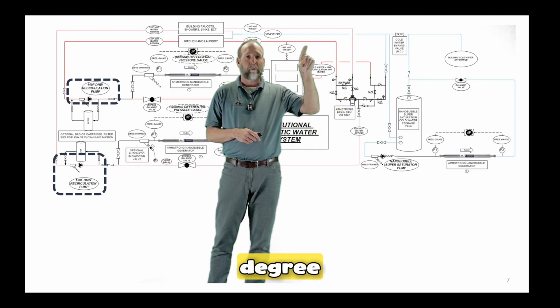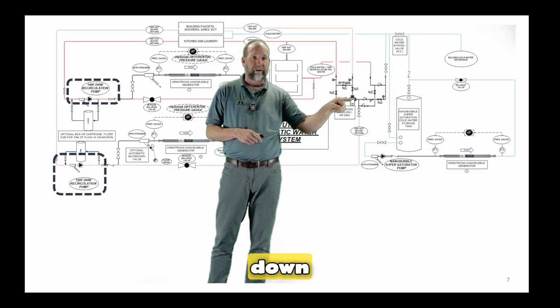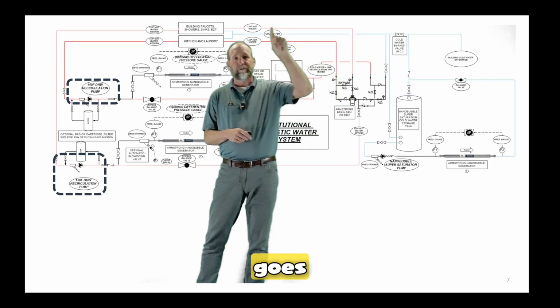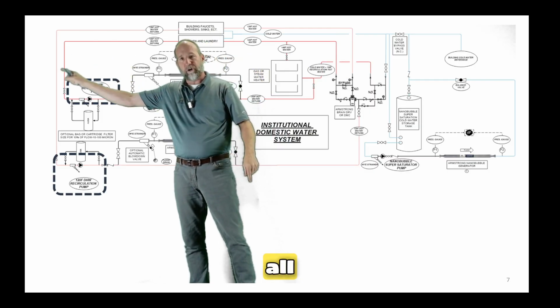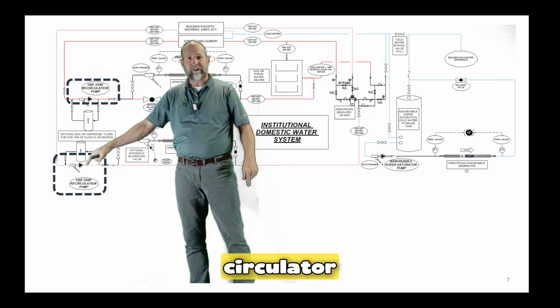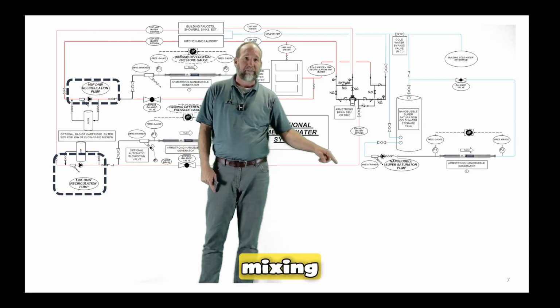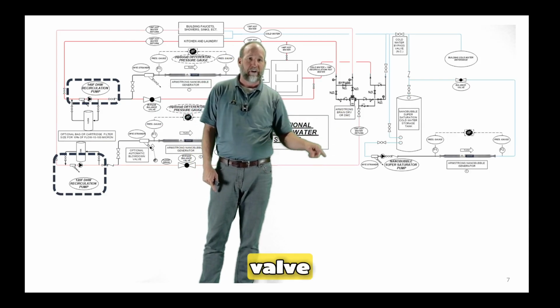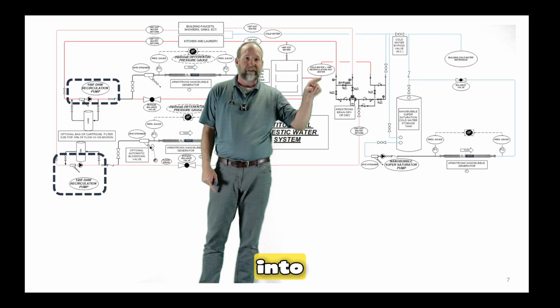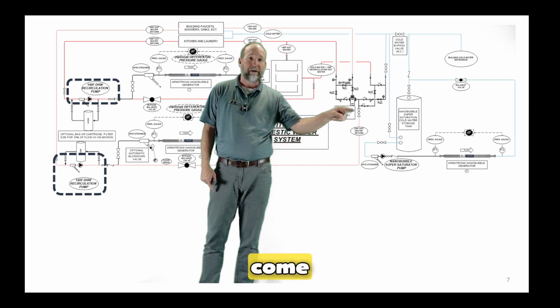We got 140 degree water coming up here, coming over here, down through here into the mixing valve. Now it comes out of here at 130, goes up here, feeds our fixtures, comes all the way back around here. Here's our circulator. Since that came out of the mixing valve, it should go back into the mixing valve. We don't want that to go back right into the heater, okay? Because it didn't come out of the heater.